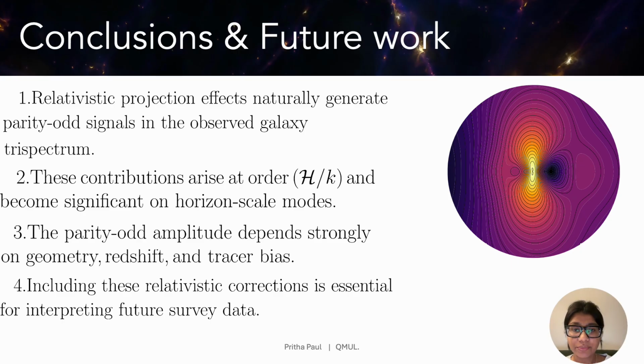As a conclusion, I would like to say that relativistic effects are naturally generating a parity-odd signal in the observed galaxy trispectrum that manifests as a dipole if you were to do a spherical harmonic decomposition. These contributions arise at order h over k, and because they are suppressed with respect to the standard redshift-space distortion terms, they have not been looked into in past literature, but they become significant on horizon scales.